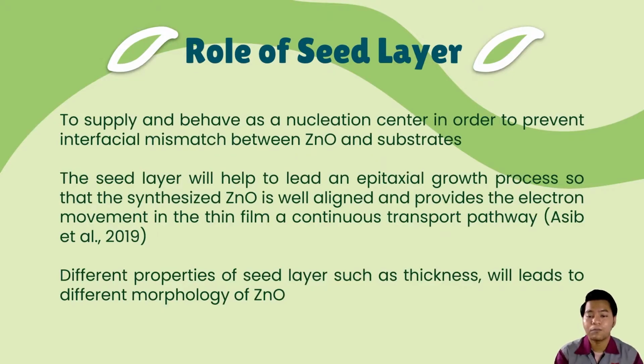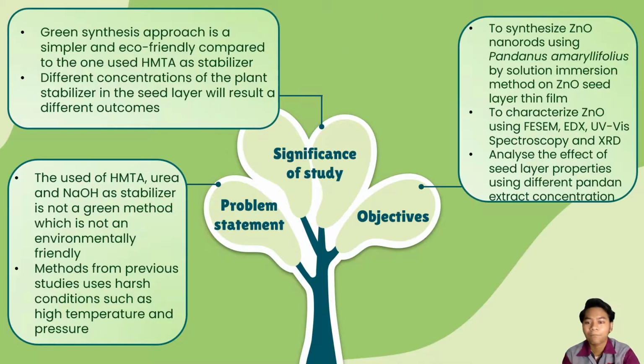It is mainly to supply and behave as a nucleation center in order to prevent interfacial mismatch between zinc oxide and substrate. The seed layer will help to lead an epitaxial growth process so that the synthesized zinc oxide is well aligned and provides electron movement in the thin film, a continuous transport pathway, Asif et al. 2019. Different properties of seed layer, such as thickness, will lead to different morphology of zinc oxide synthesis.